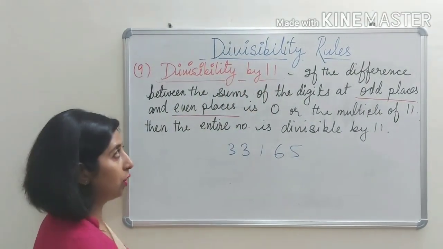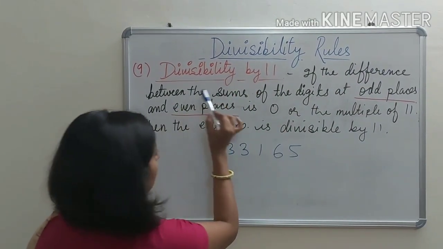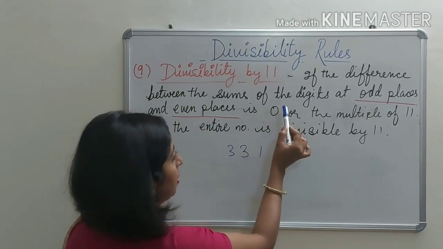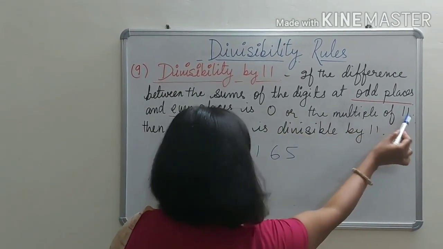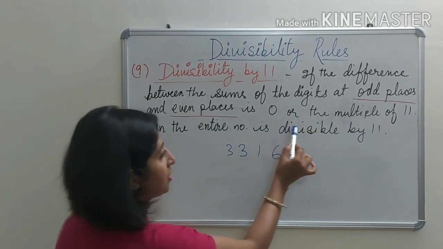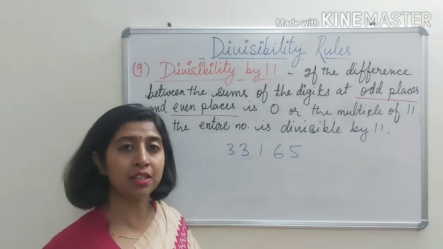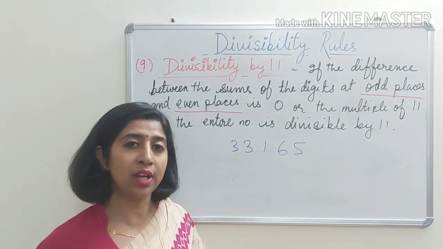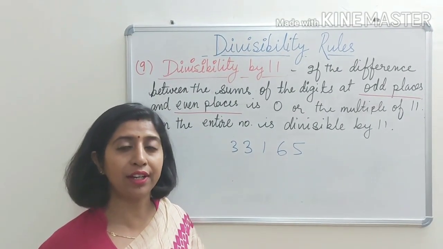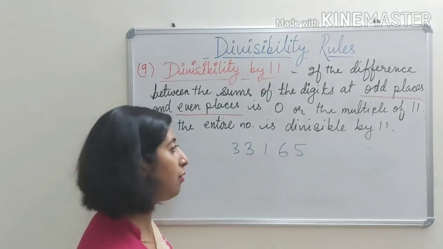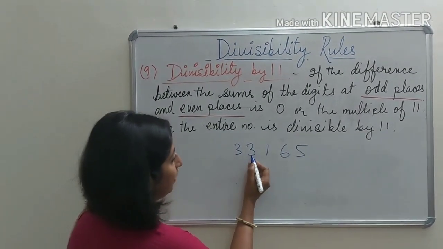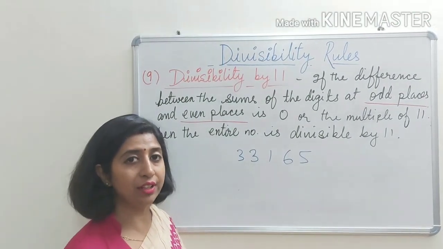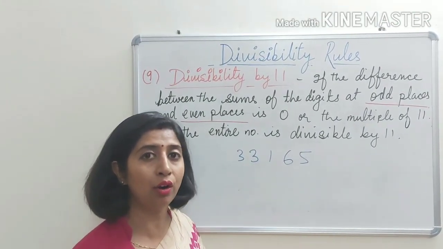Let's see what is the rule. If the difference between the sums of the digits at odd places and even places is 0 or a multiple of 11, then the entire number is divisible by 11. This rule sounds a little bit complicated, but as soon as you practice this rule, you will find it very simple. I have written a number here, 33,168. Now, we will check whether this number is divisible by 11 or not.